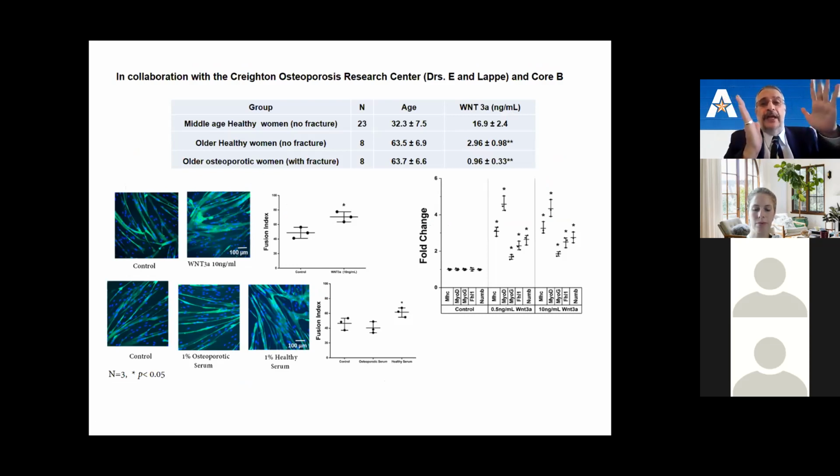So you see, we had these cell models, correct? But then we collaborated with the Creighton Osteoporosis Center, with Dr. Eckert and Dr. Lape, the directors of the Creighton Osteoporosis Center. You see here WNT3A: look at the drastic reduction as these women became older, no fracture, but now older with fracture. So these are a magnitude, and now another order of magnitude. And this is the control. Now here, the osteoporotic serum, and now the healthy serum.